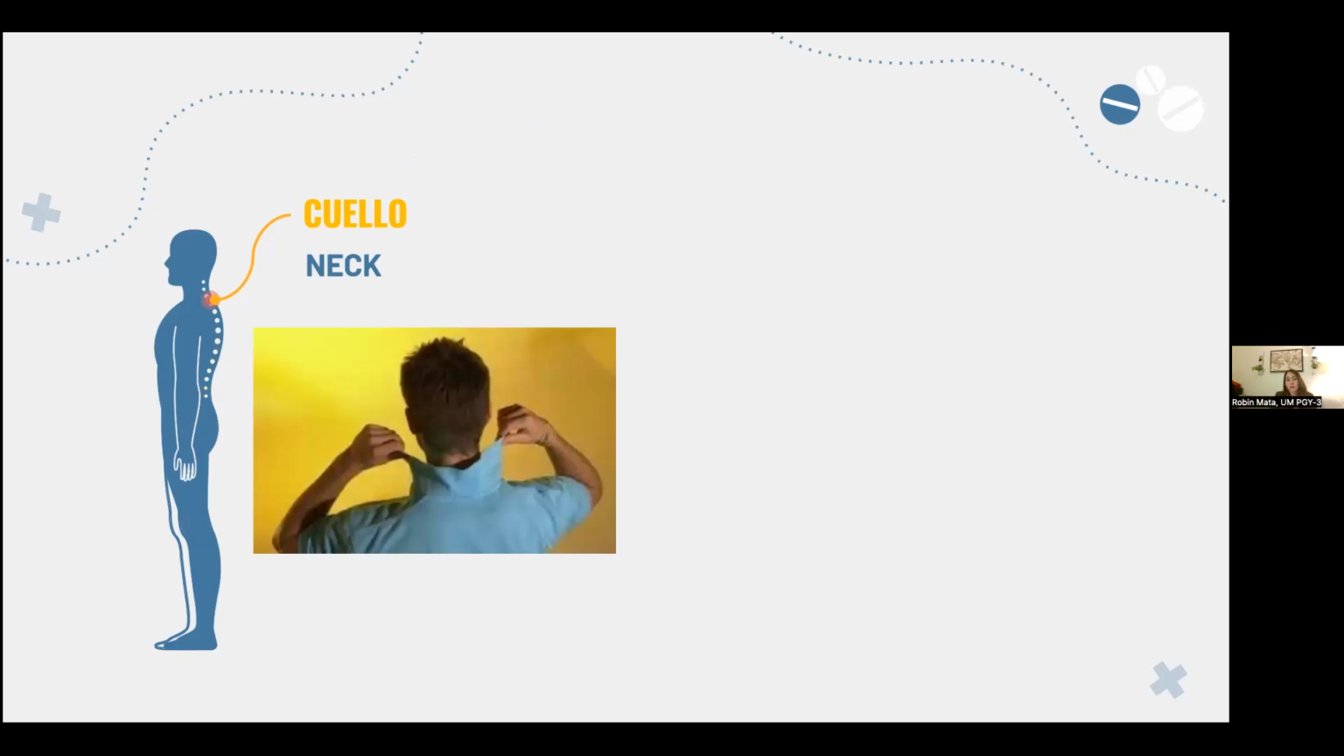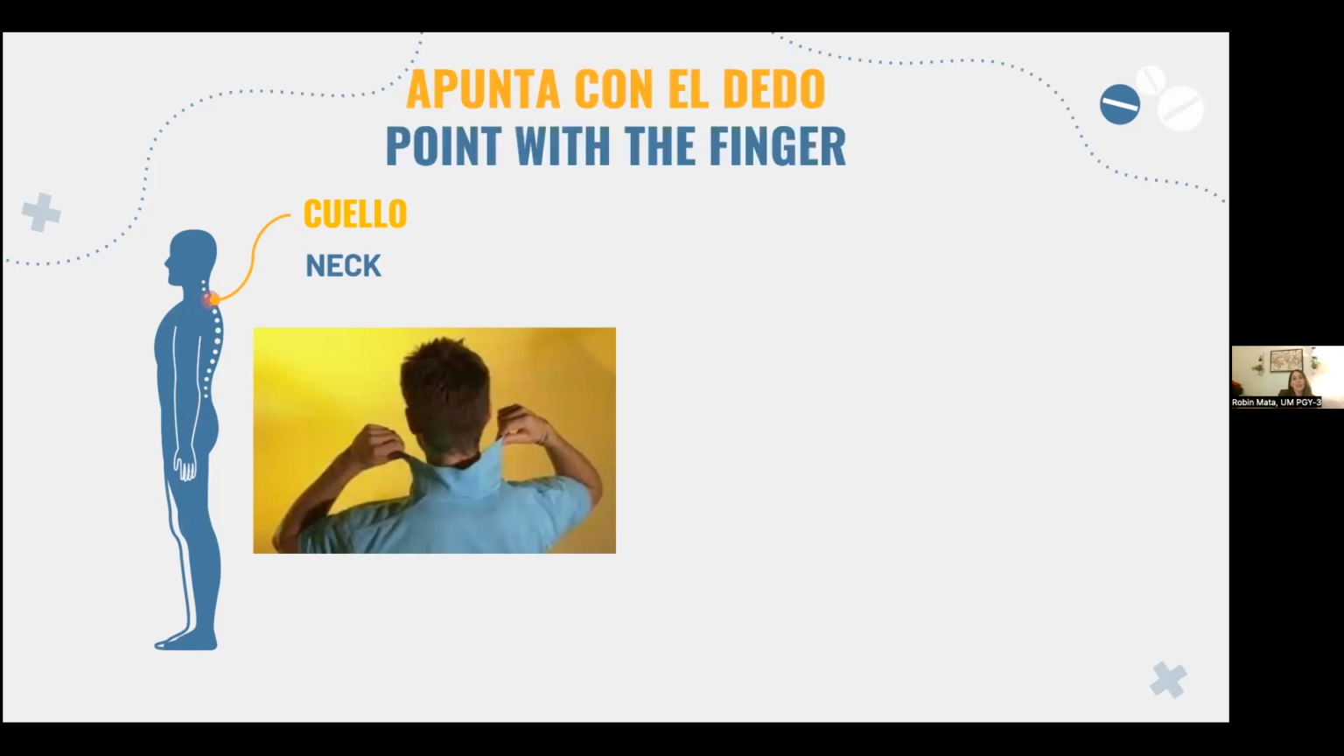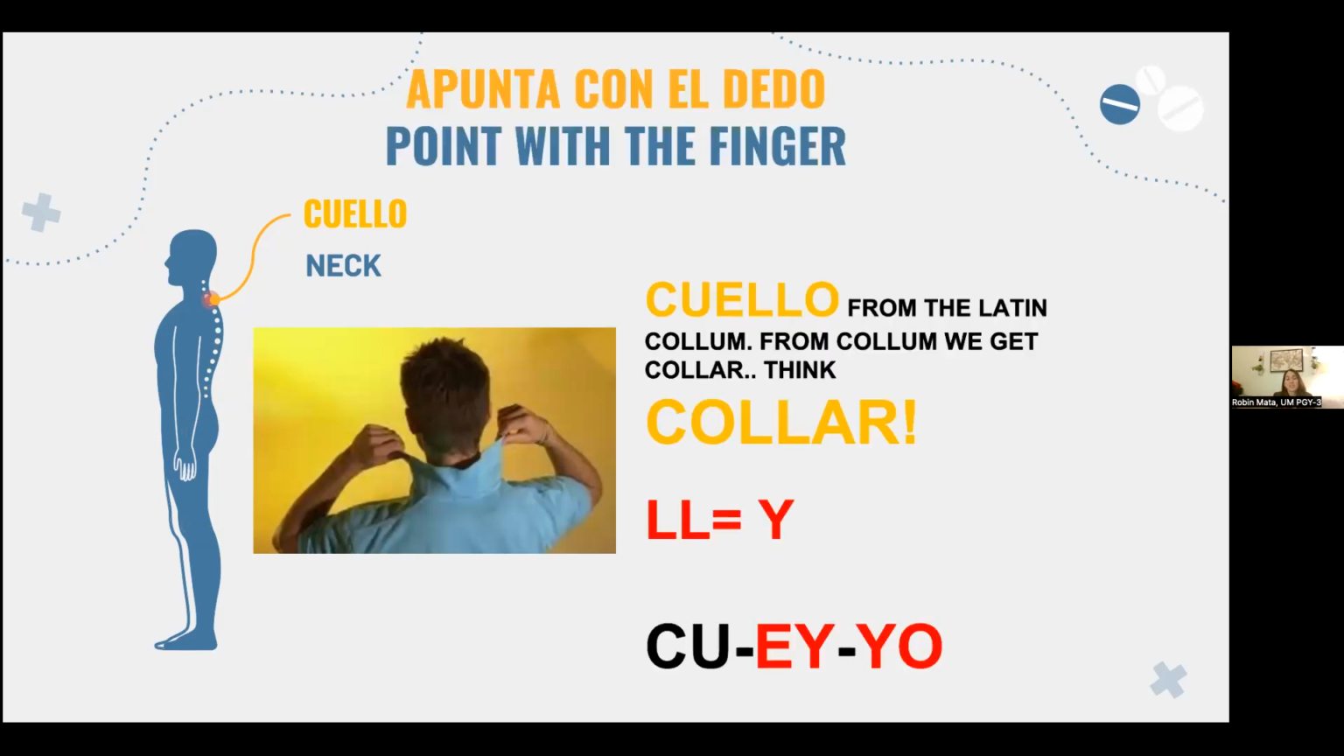And then starting with your neck, so you can think about popping a collar, right? Your collar. So again, repetition is key for learning languages. Apunta con el dedo, donde le duele el cuello. So it's coming from the Latin word column. If you think about collar, you're pretty much halfway there. So think of the word collar.